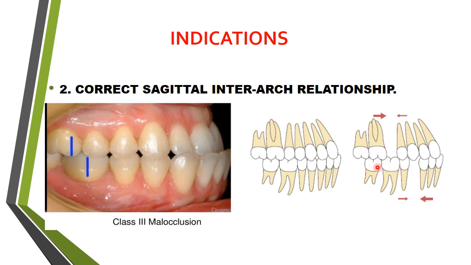But as we get more posteriorly, we are going to lose part of the space. So in those situations, we are going to extract the lower 4, the lower first permanent premolar, and the upper 5, so that we will have more movement of the upper posterior teeth, and the case will end by having a class 1 incisor relationship and a class 1 molar relationship.